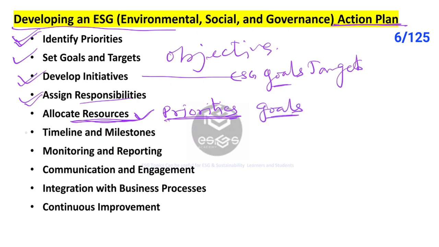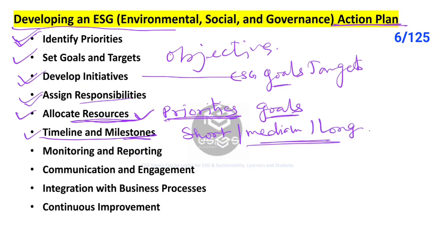The next is the timelines and milestones. So, developing a timeline with specific milestones and deadlines for implementing each initiative, with short-term, medium-term, and long-term timelines, breaking down larger initiatives into smaller manageable tasks and setting deadlines for completion to track progress effectively. So we go for short-term, medium-term, and long-term timelines actually.